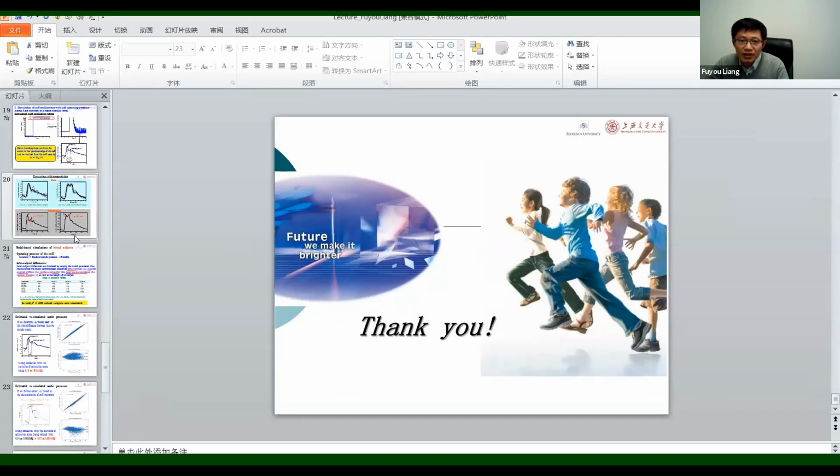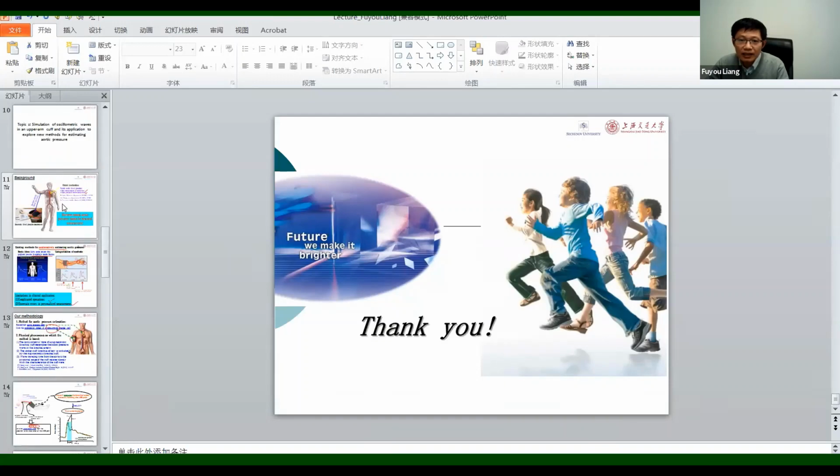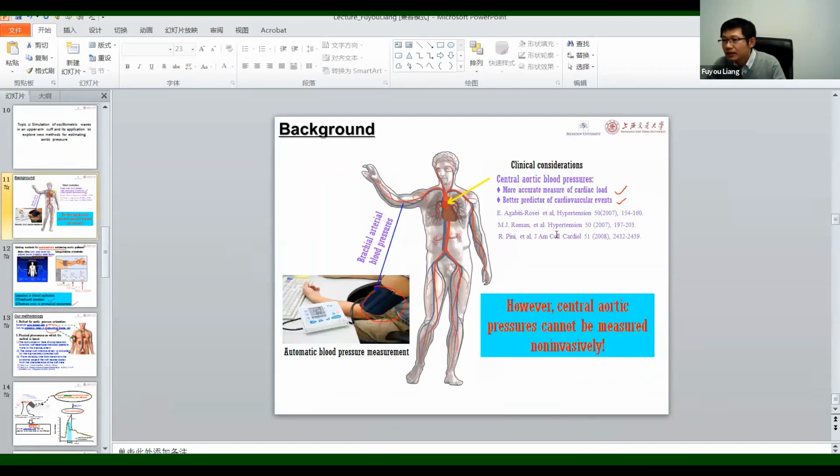Here I just mentioned, you can see this. Actually, there are some clinical trials. They compare the predictive values of peripheral pressure and the central pressure regarding, for example, predicting cardiovascular events. They found that the central aortic pressure is a better predictor of cardiovascular events. There are many studies of this kind, actually, large population-based studies.